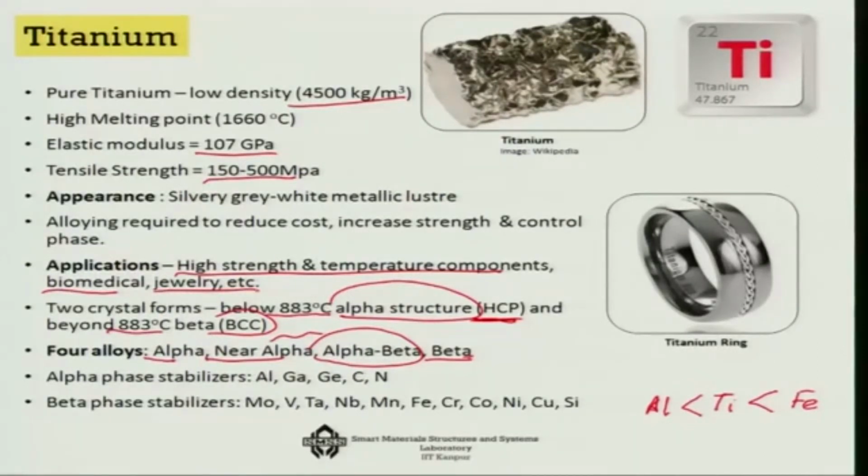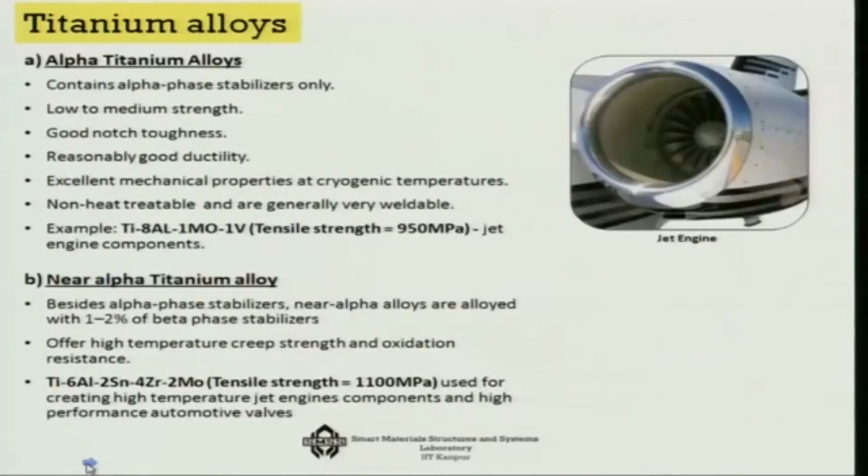For the alpha phase, some of the elements generally used for stabilization are aluminum, gallium, and germanium, or carbon or nitrogen; even oxygen is used for alpha phase stabilization. For the beta phase, there are molybdenum, vanadium, tantalum, niobium, manganese, iron, chromium, cobalt, nickel, copper and silicon. They are used for beta phase stabilization. So, that is titanium as such. Now, let us talk a little bit about titanium's alloys.